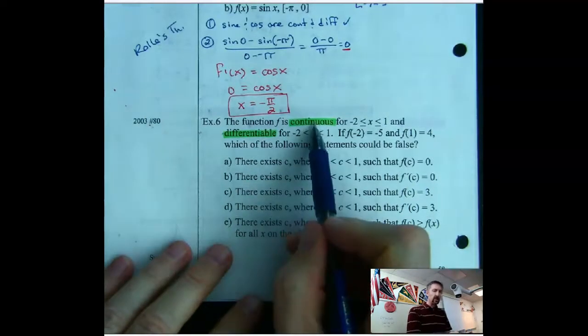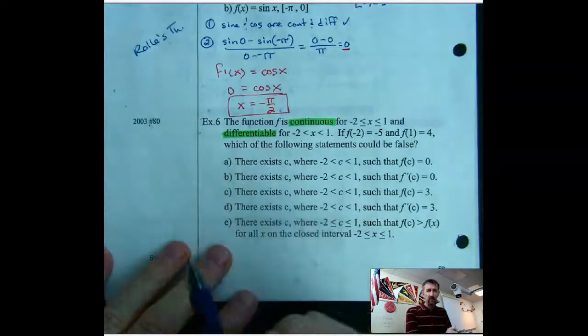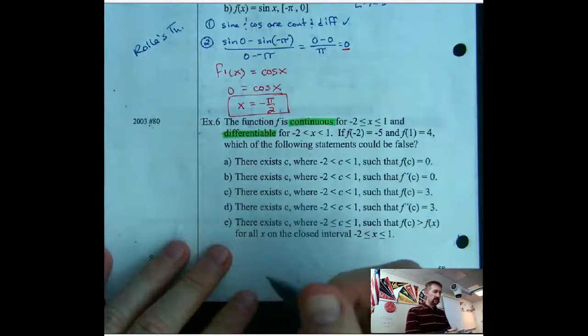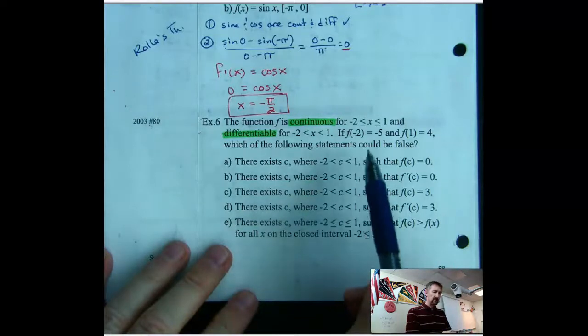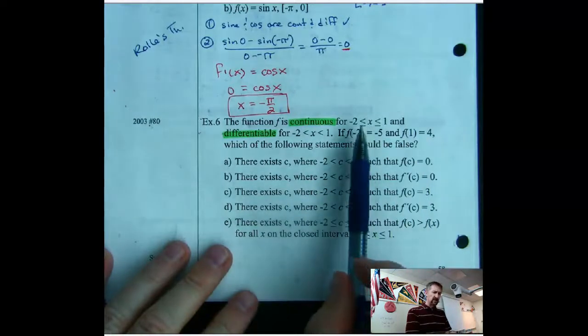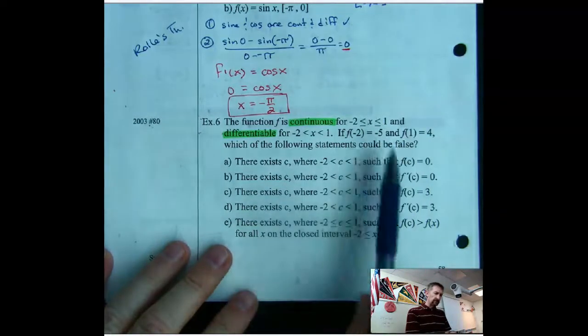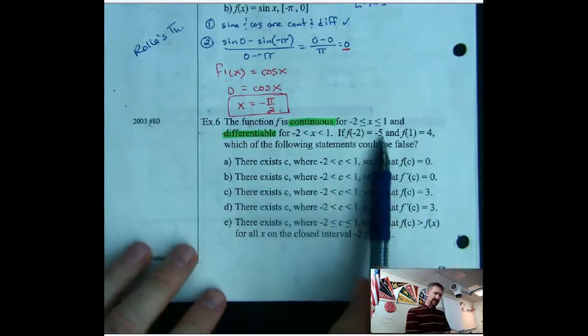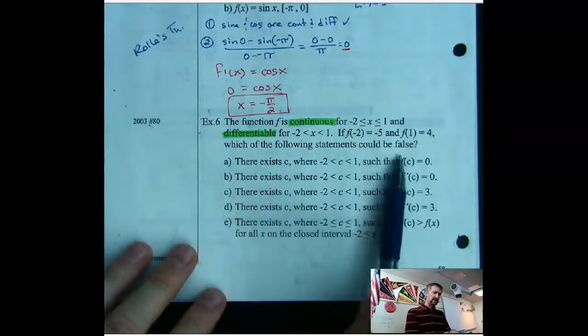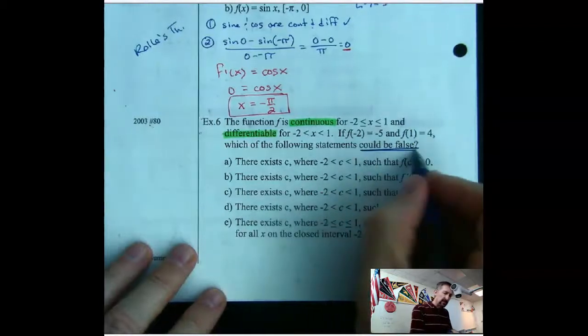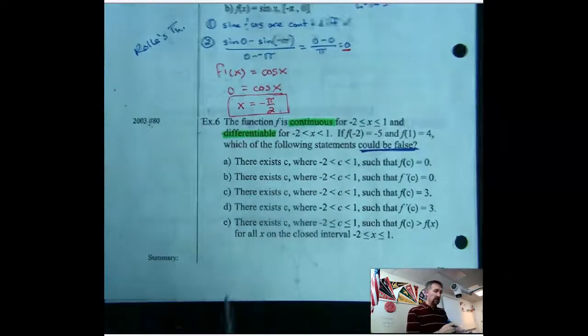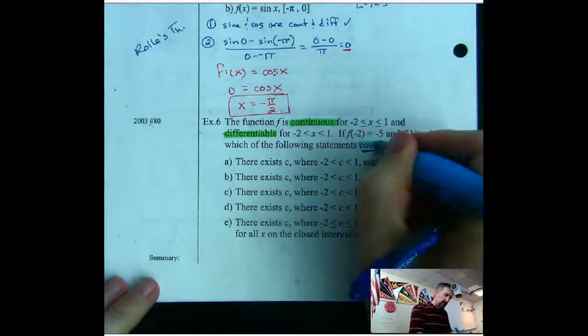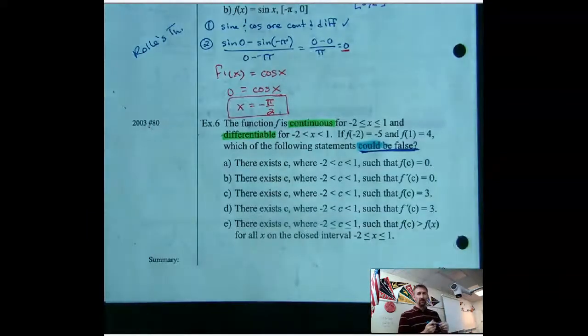All right, so first of all, you see it says continuous and differentiable. So that's a decent hint that they're talking about one of these things here. Here's the interval. And it says that f of negative 5 equals negative 5 and that f of 4 equals 4. Which of the following statements could be false? So that's where it gets a little bit tricky. Could be false. Just like sometimes they say must be true. So that's what makes it a little bit trickier.